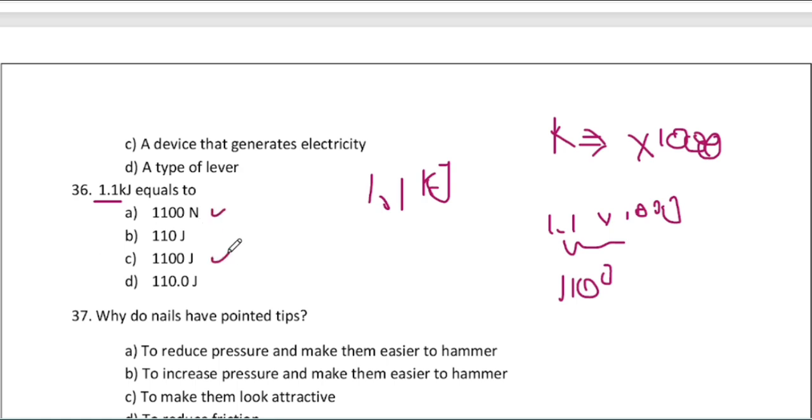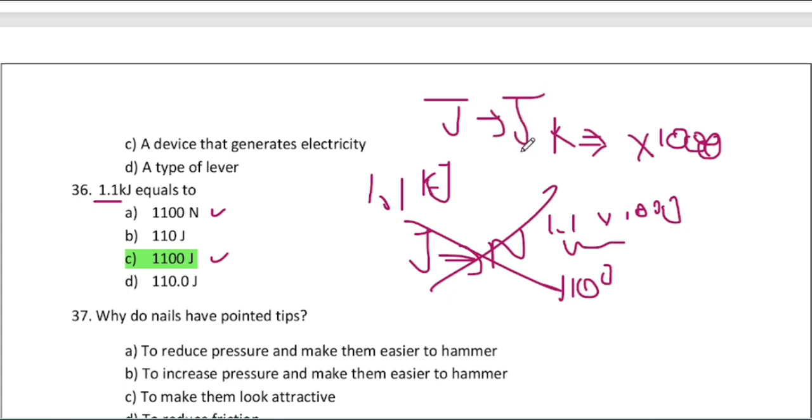B and D are wrong answers. Now you may think about answer A or C. The answer is C. Why? They ask from us in joules, so you can't convert it into newtons, right? Joule should be joule. Joule never converts to other units, right? Joule will never be amperes. Joule is the measurement of energy, right?